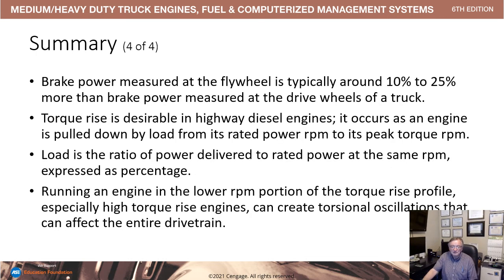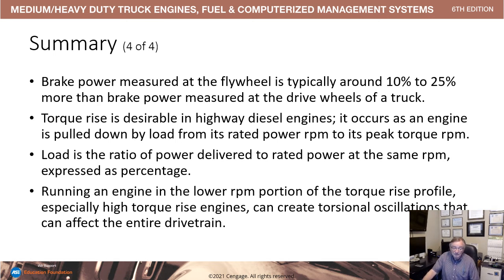Brake power measured at the flywheel is typically 10 to 25% more than the brake power measured at the drive wheels of the truck. It takes a certain amount of power to go from the flywheel, through the clutch, through the transmission, through the drive shafts, differential, and axles out to the wheel end. So this is where we're going to see a 10 to 25% reduction of power from brake horsepower to actual power delivered to the wheels.